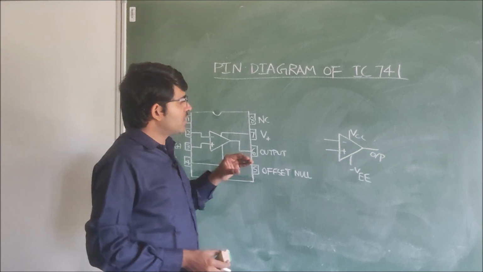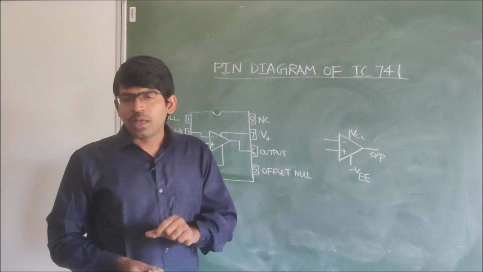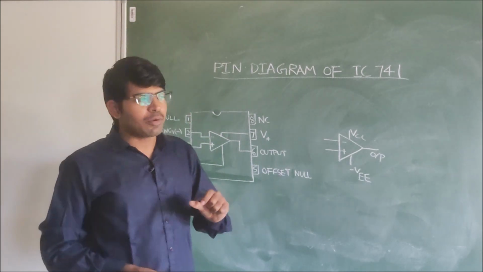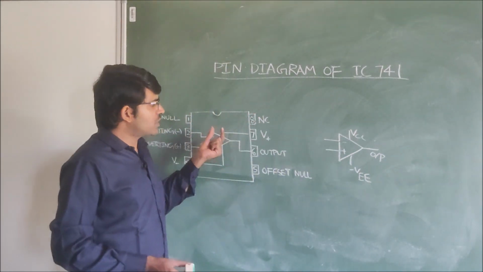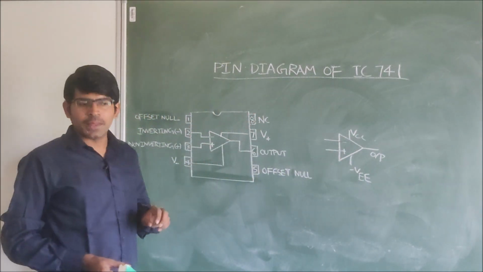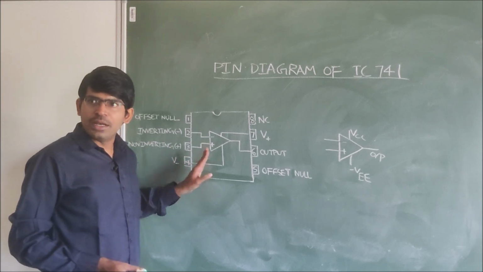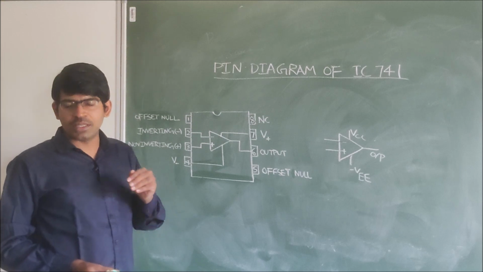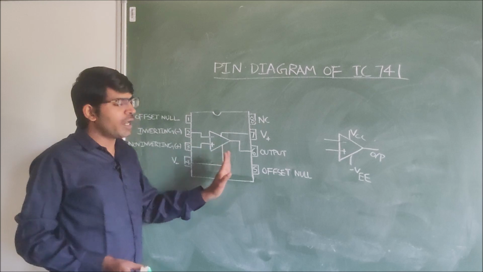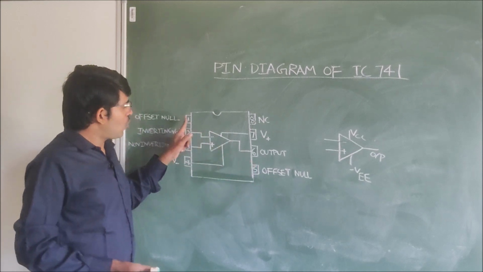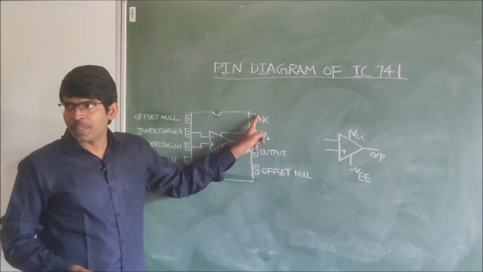Now in this class we are discussing the pin diagram of operational amplifier. The IC number of operational amplifier is 741, and we have discussed many IC packages, and it comes under the dual inline package. We have discussed the different packages. You see here, in two lines the pins are there: 1, 2, 3, 4, 5, 6, 7, 8.